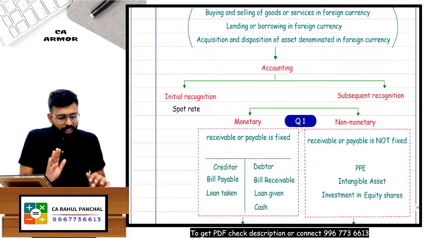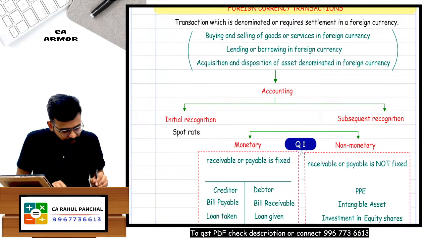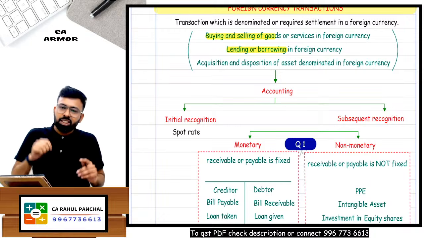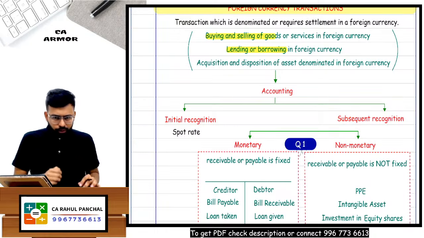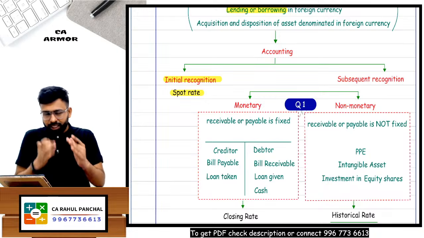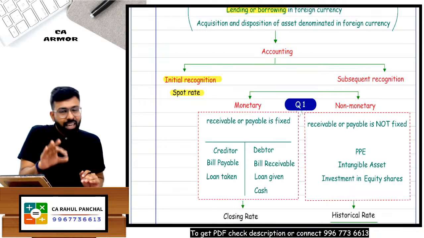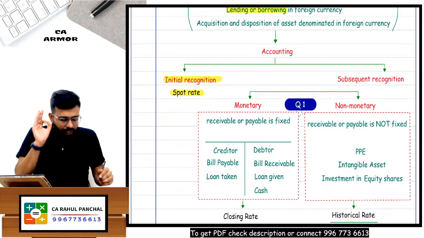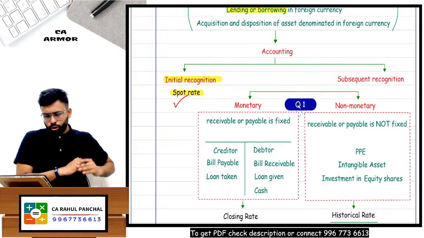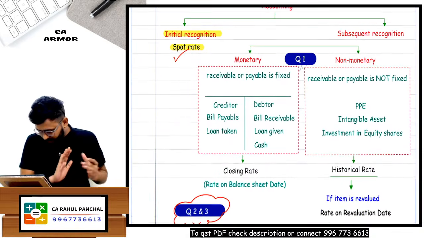Sir, when there is a foreign currency transaction, it means if you take a loan in US currency or you buy any goods in US, like these questions we have solved. So initial recognition means the date of transaction. On 1st January, I borrowed the loan, so the loan should be recorded at the spot rate. Understood? Yeah, so that is clear.